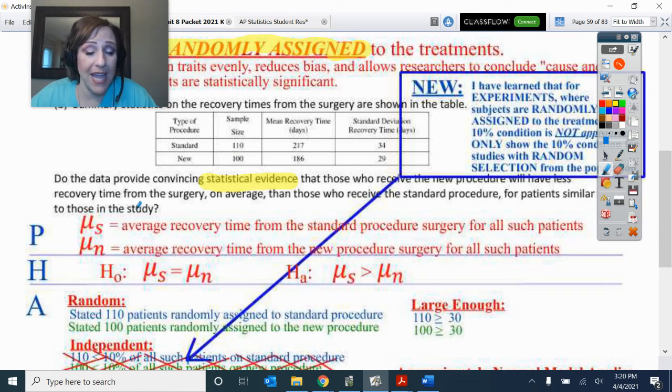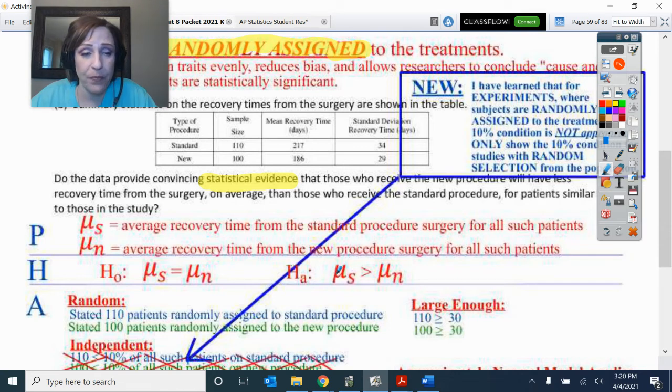So mu of S was the average recovery time from the standard procedure surgery for all such patients, and mu of N was the average recovery time from the new procedure surgery for all such patients. The null hypothesis is that the average recovery times are equal, and then they were wondering if the new is less than the standard.